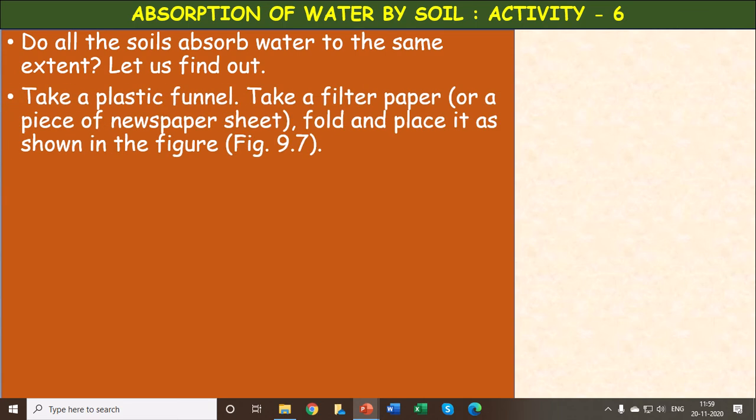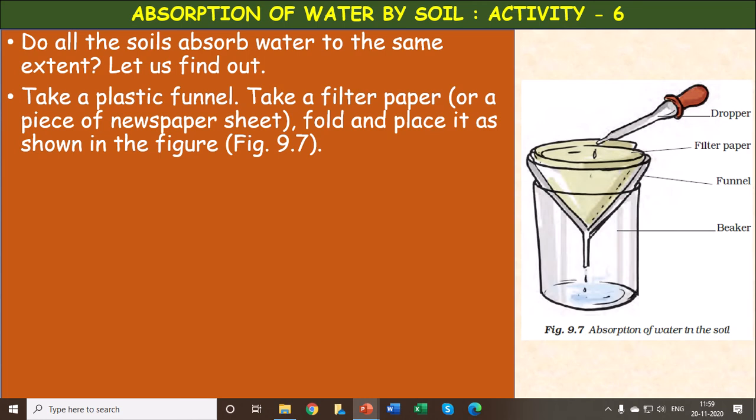Take a plastic funnel and take a plastic paper or a piece of newspaper sheet, fold and place it as shown in the figure here. Absorption of water in the soil. So this is the arrangement: beaker, a thistle funnel, a filter paper, dropper. We need these things. These are the requirements.